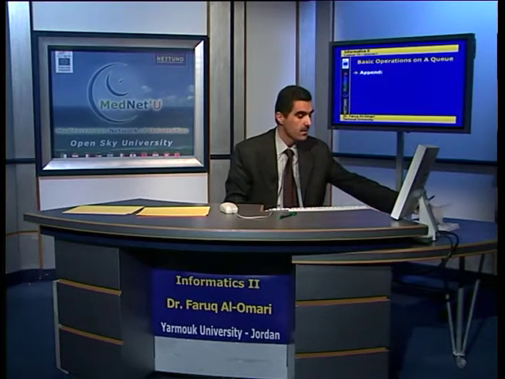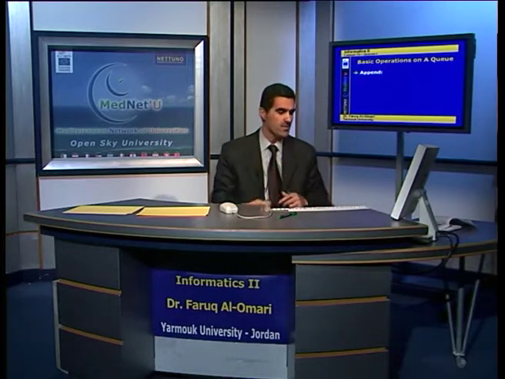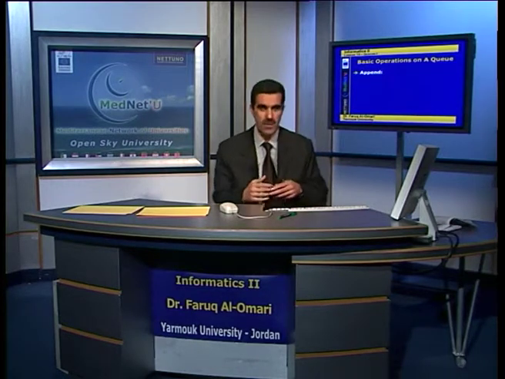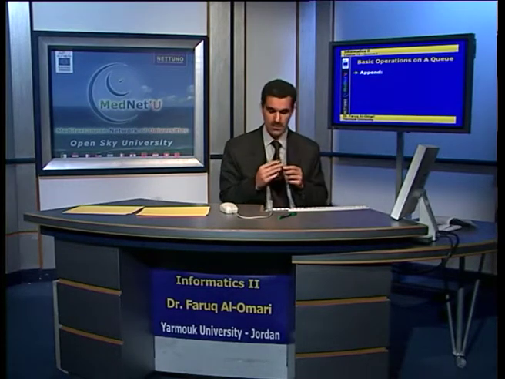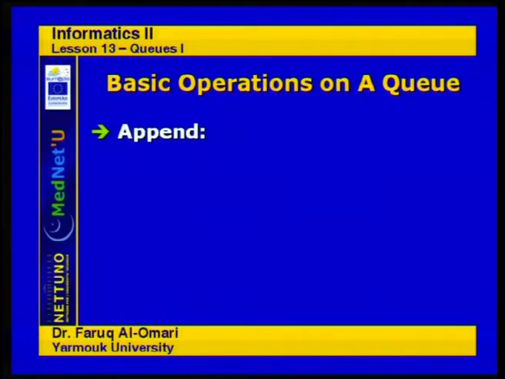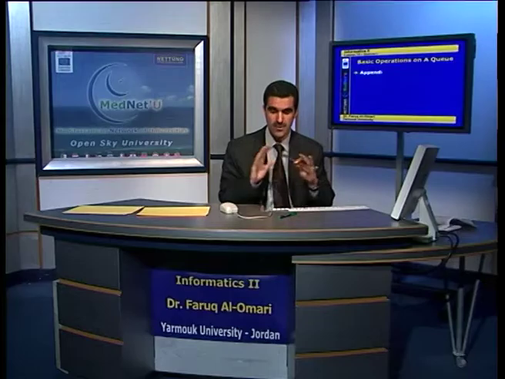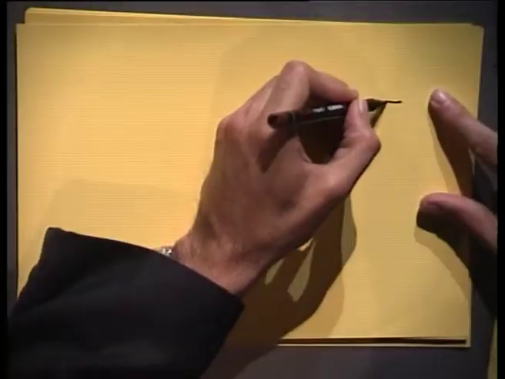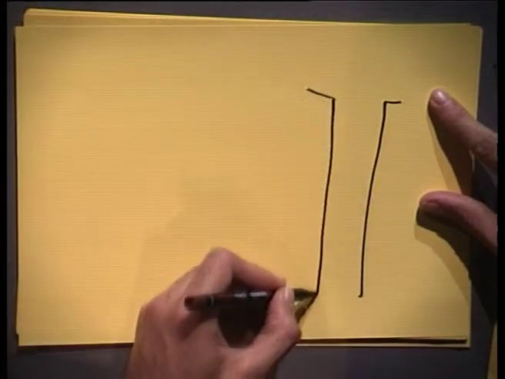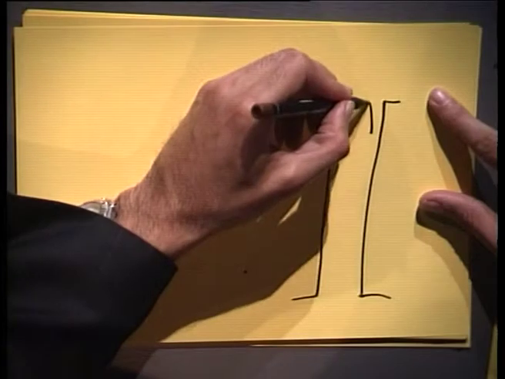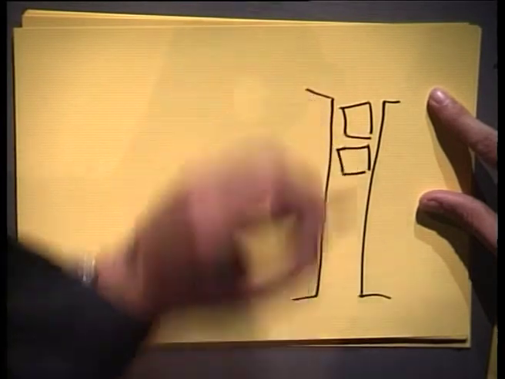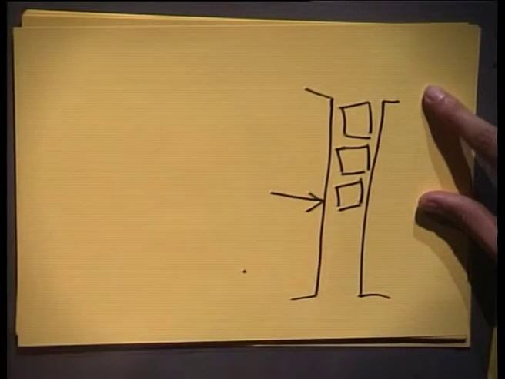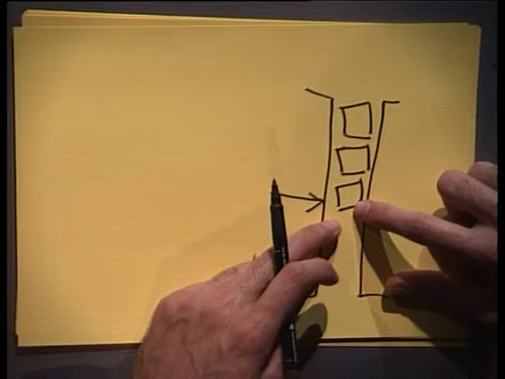Okay, let's go now in more depth into the queues and see how we're going to process and manipulate them. The basic thing we're going to talk about is how to append to the queue. This is the most basic operation that we do. Here's the queue that I have, and as I said, I already have entries in here. And I have a pointer pointing to the last entry in my queue.